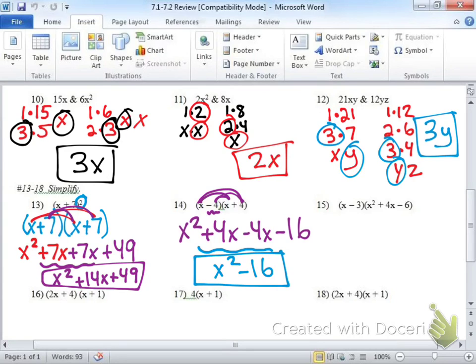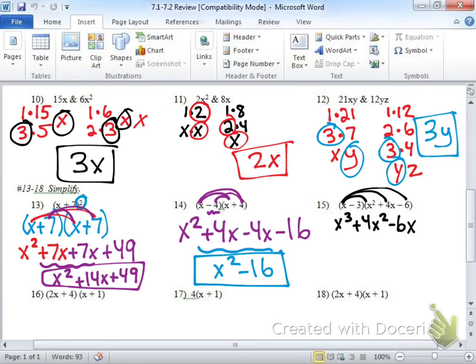Alright, number 15 is going to be done the same way. It's a little bit trickier because we have a binomial times a trinomial. So you're distributing just a little extra. So we have x times x squared first. That's x to the third. X times 4x is 4x squared. And x times negative 6 is negative 6x.